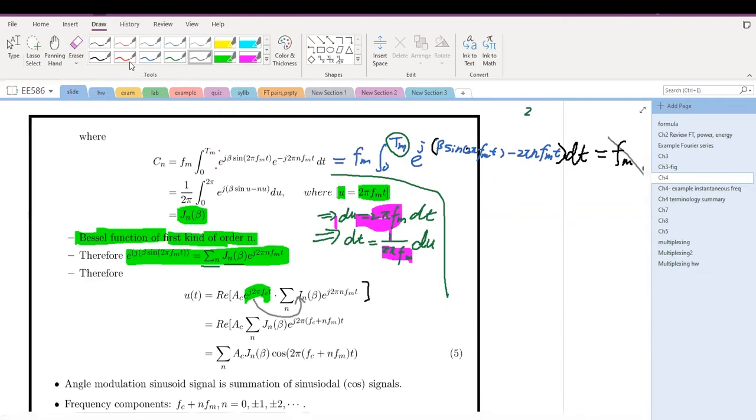I can combine the complex exponential with this complex exponential. That becomes e to the power j 2 pi (fc plus n fm) t, and the coefficient J n of beta is still here. Ec is still here, and the real part is still here. If I take the real part of the complex exponential, what do I have? I have the cosine portion. Now we have this expression: u of t equals the summation of all cosine signals, and each cosine signal contains frequency fc plus n fm.